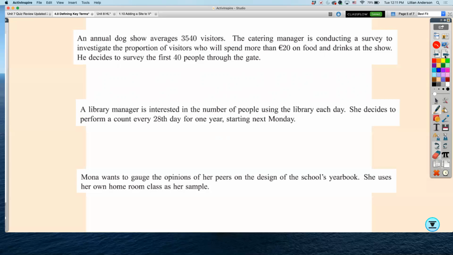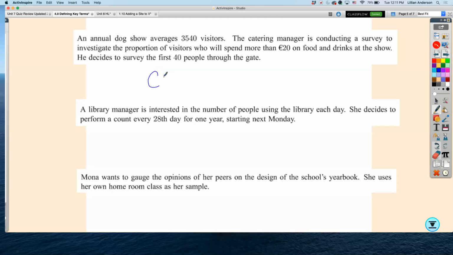Systematic. Well, no, I guess, would it be simple random? Wait, does systematic have to be like every third or every 10? Yep, systematic has to be every particular interval. And I would say, always first 30.